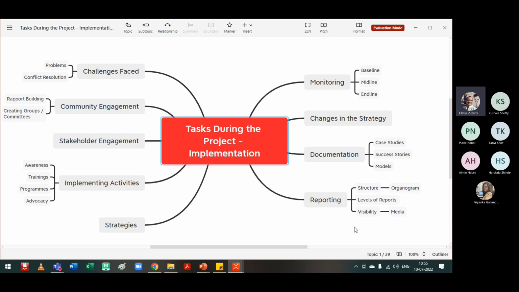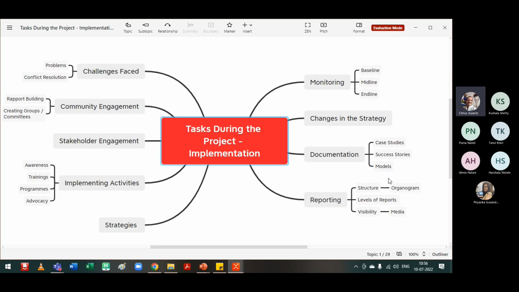So the highlighting part before the project would be planning, and during the project period, engagement and constant monitoring will be part of project implementation. So what would be the task during? You'd be looking at engaging with the community in terms of rapport building. The second important thing is that you will be creating groups, committees, all those kinds of things. So community engagement will be the highlighting part of the project implementation.